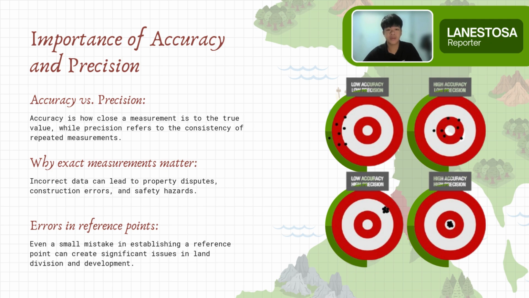Imagine measuring a property boundary. If the measurement isn't accurate, someone might lose or gain land unfairly. If it's not precise, we might get different results each time we measure, leading to inconsistencies. Mistakes in reference points, which serve as a starting location for surveys, can result in incorrect maps, property line conflicts, and misaligned buildings. Now let's discuss how such errors can lead to legal problems.